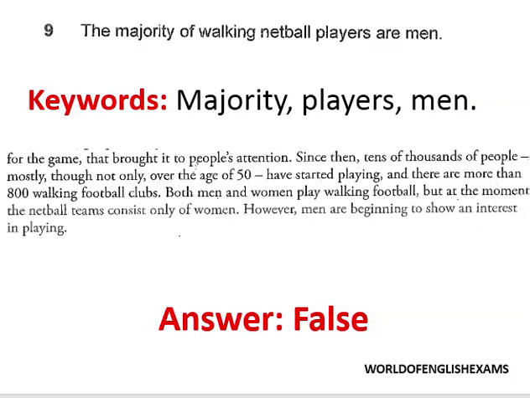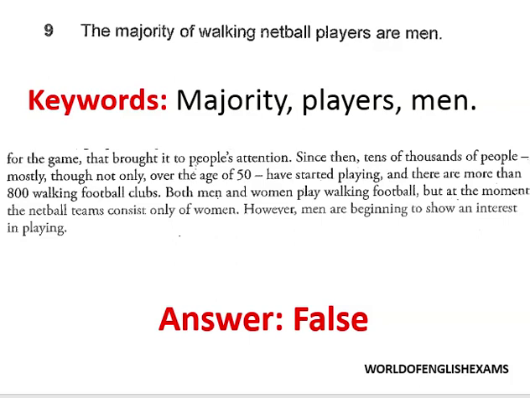The majority, guys, words like majority, some, only, very few. So these are very crucial. So the majority means maybe let's say 80% or 90%, most of it. So the majority of walking netball players are men. So most of the participants who were participating in walking netball were men or males. So that is the meaning of the statement, and the keywords here are majority, players and men.